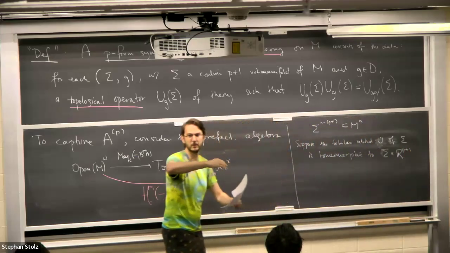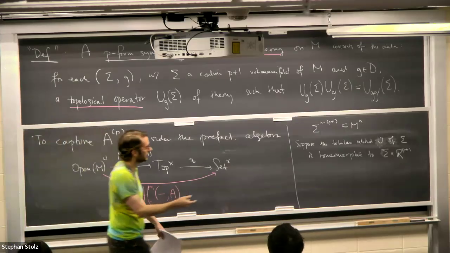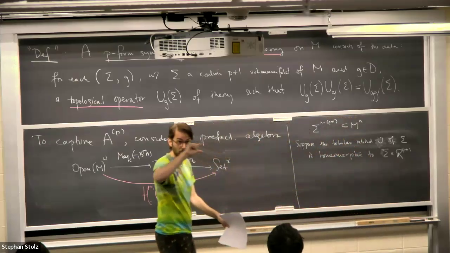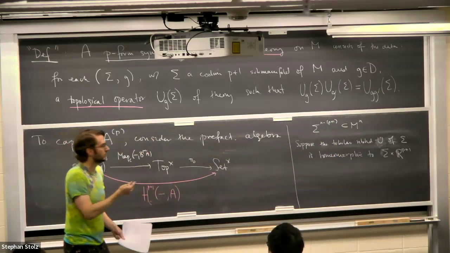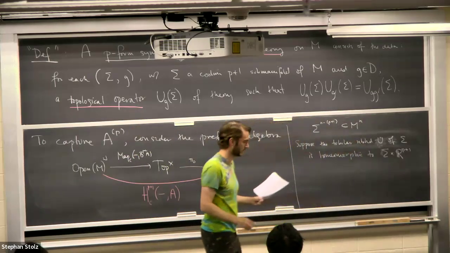So I've got this submanifold, and I want to know if I thicken it up a little bit, it really just looks like crossing with R^{p+1}. In general, it'll be some kind of vector bundle, the normal bundle. But that can be somewhat twisted. So I just want to keep things really simple here. Okay, so let's think about that special case.